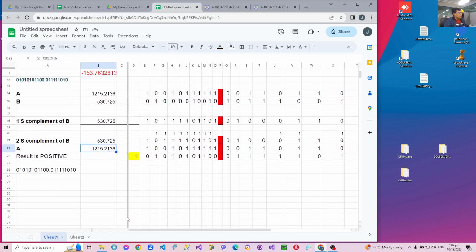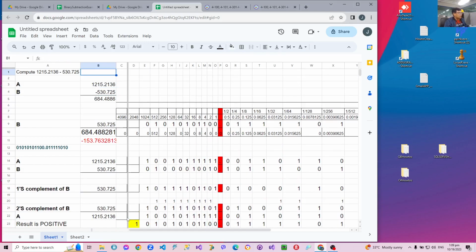So this is how we subtract using 2's complement form, and in this case, our answer was expected to be positive. In the next video, I'm going to show you examples in which the result is going to be negative.